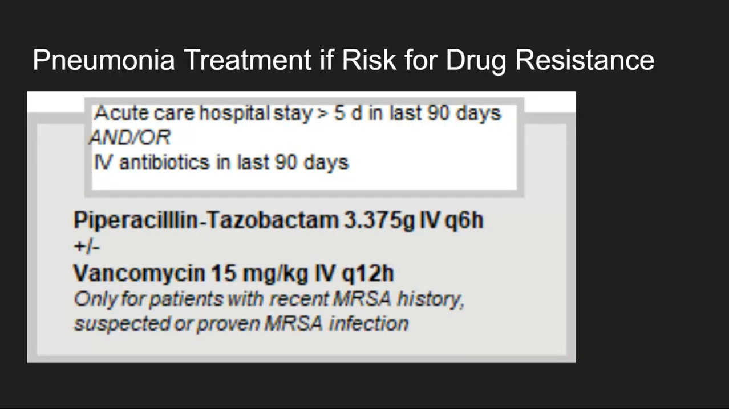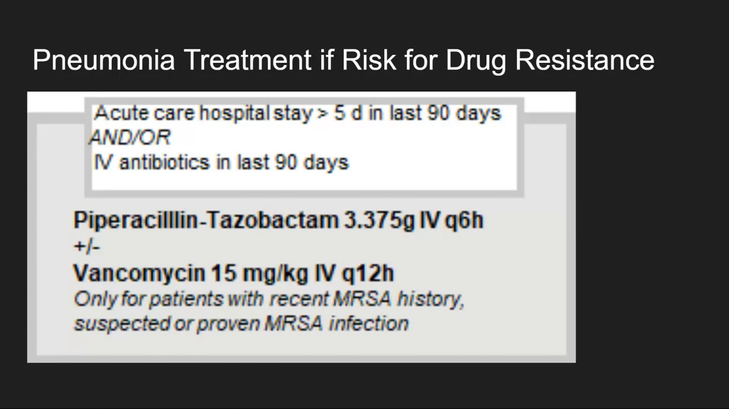If the patient has risk factors for drug resistance, this is where we want to consider using different agents than the ones we talked about as first-line agents. So if the patient has had a recent acute care hospital stay for greater than 5 days in the last 90 days, and/or they've received intravenous antibiotics in the last 90 days, then they're more at risk for a more extended spectrum of different pathogens, including enteric gram-negatives.